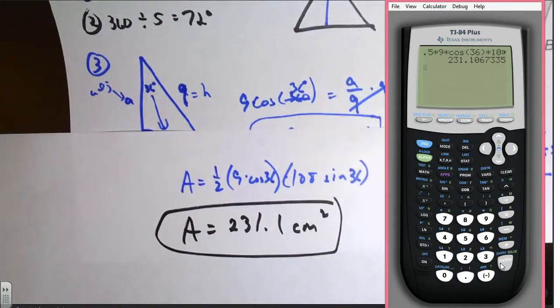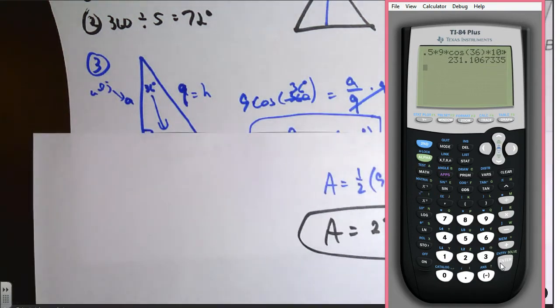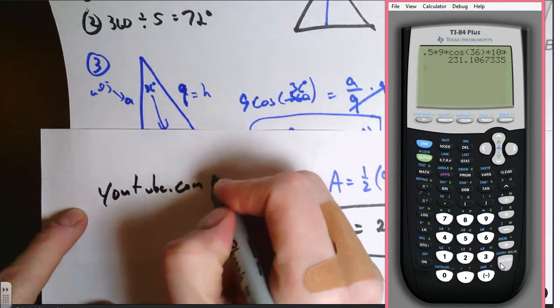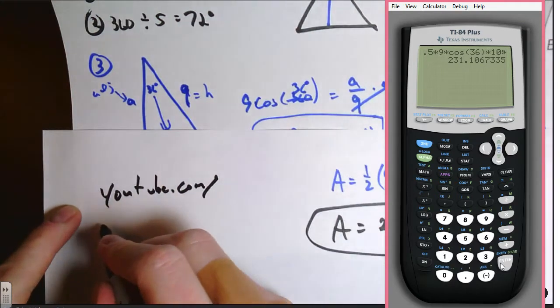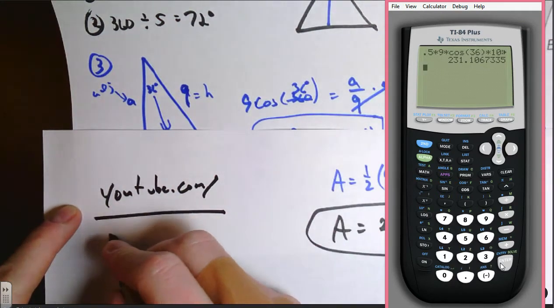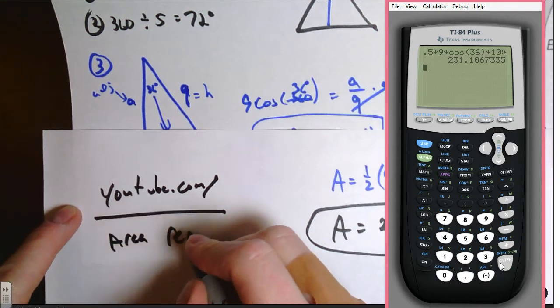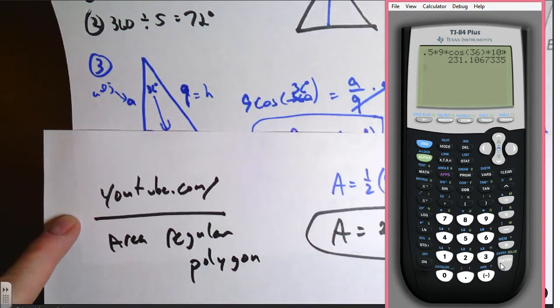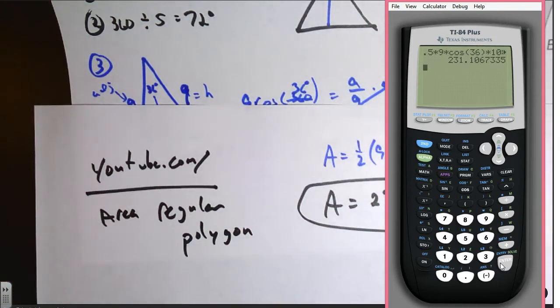There we go. Okay. Now, that's all I'm going to do for this, just because this is long enough as it is. But if you don't know what you're doing and you're very, very confused, just go to YouTube and look up in your search thing, search area regular polygon, and there are literally hundreds of videos of people working those out. Well, not hundreds, but tens of videos, if not hundreds. Okay.